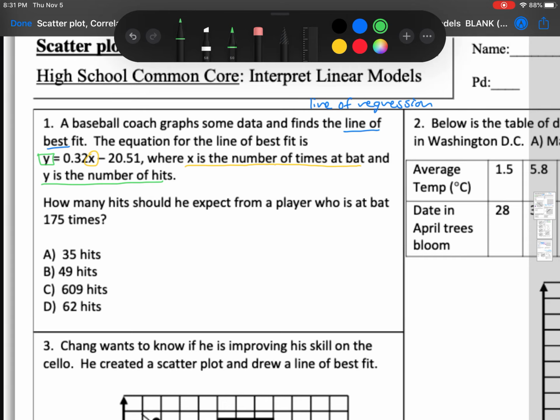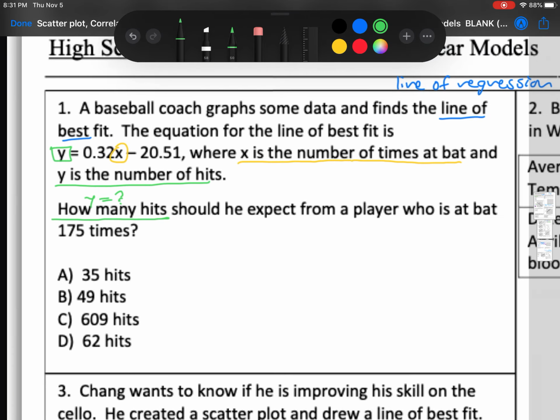How many hits? This is the question, so that's what we're trying to solve for. Y is the number of hits. Should he expect from a player who is at bat 175 times? So I'm going to write down this equation again. At bat 175 times is x, so x is equal to 175. So I'm going to put in here 175.